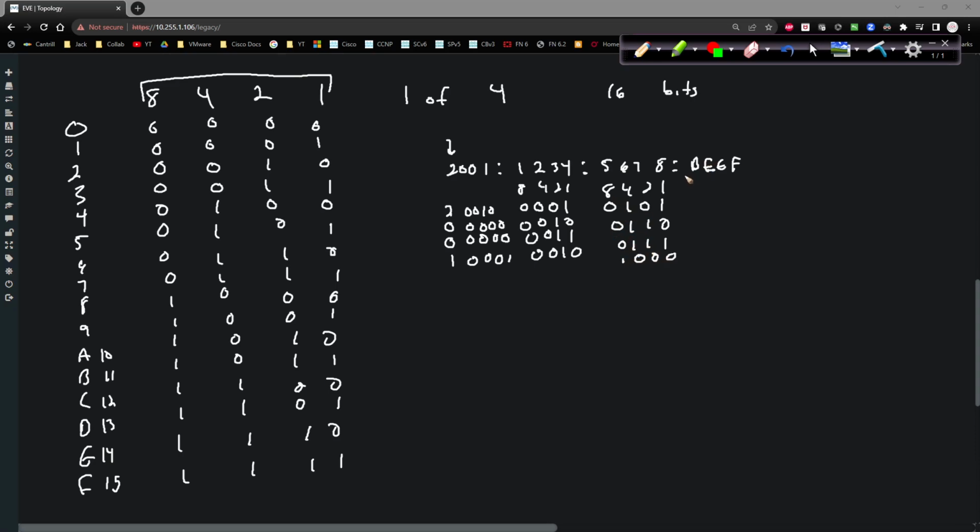B, in this case here, I know is going to be an 11. So an 11 is going to be a 1, 0, 1, 1. An E is going to be a 1, 1, 1, 0, and then F is 1, 1, 1, 1. And that's really how you do this across the board. That's how the individual pieces are put together.